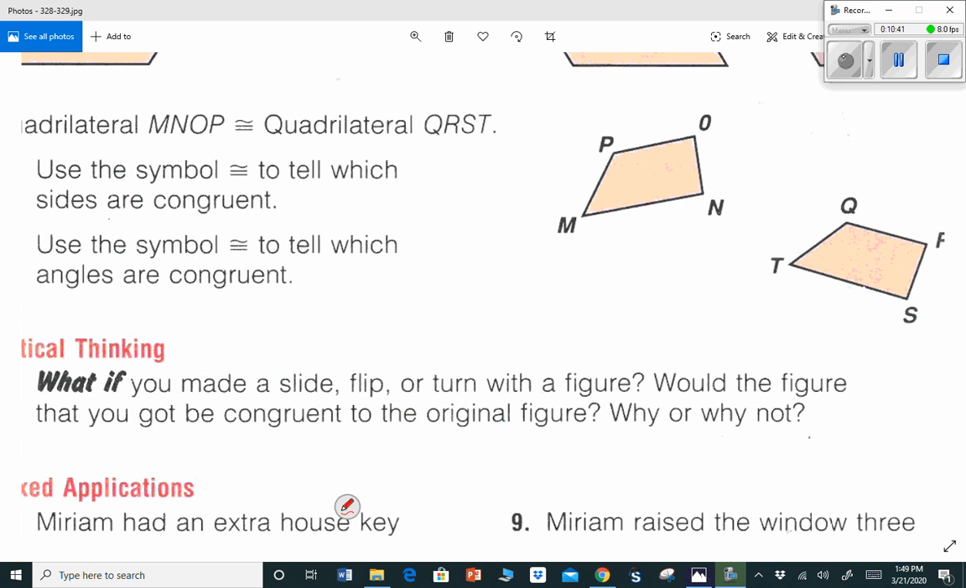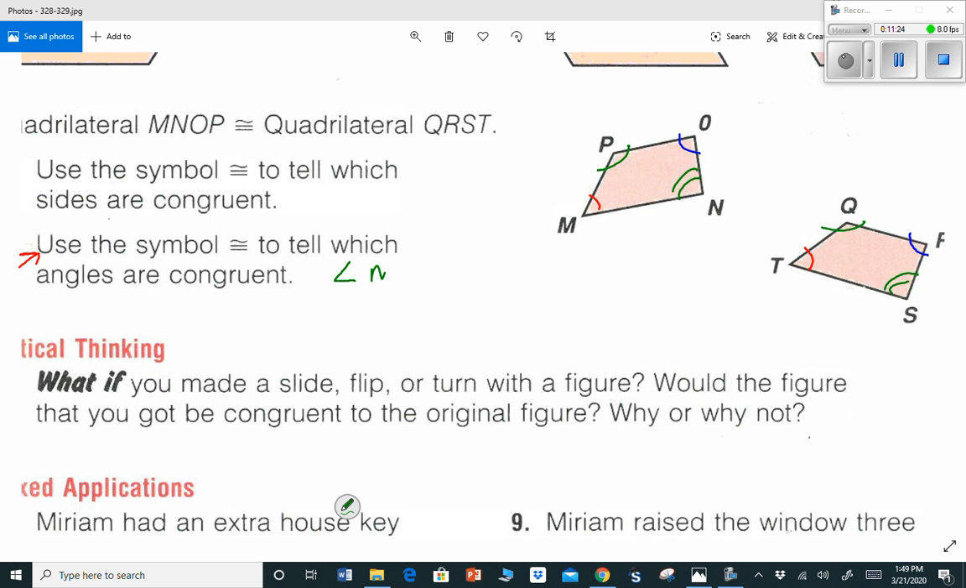Okay, now they want us to do the same thing, only with angles. So again, our shapes are lined up pretty nicely. Angle M and angle T go together. Angle P and angle Q are corresponding angles. Angle O and angle R are corresponding angles. And angle N and angle S are corresponding angles. So we need to write those statements.